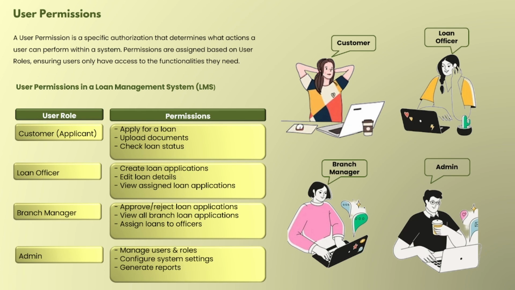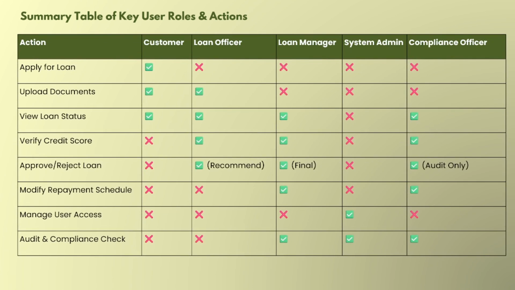The last user role is admin. What does admin do? Manage users or roles, configure system settings, and generate reports. Admin has the highest permission, which means he can access all the data. So this is all about user permissions. For simplicity, I have created a summary table of key user roles and their actions.